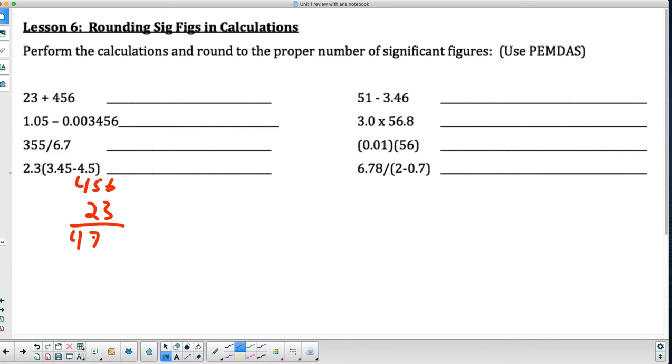So I get 479, and because this is adding, both of these stop at the ones place, which means you round off to the ones place. So that actually works out like that.